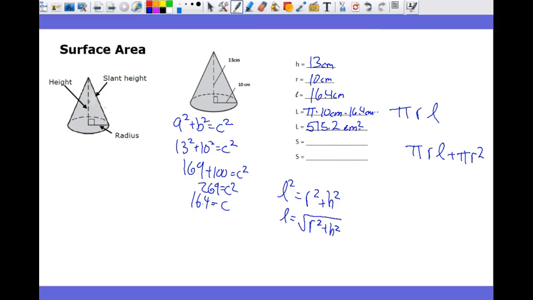R squared. Yeah. Okay. Well, you guys are all bothering me right now.